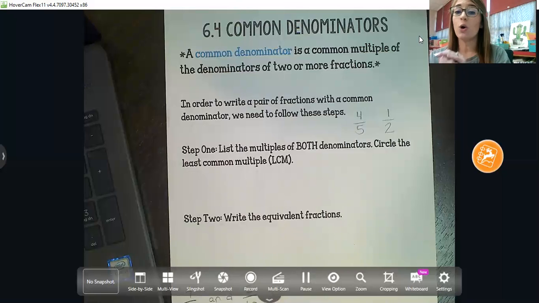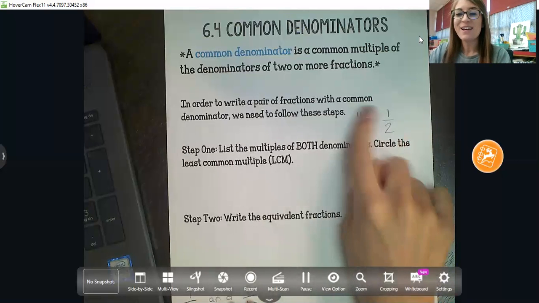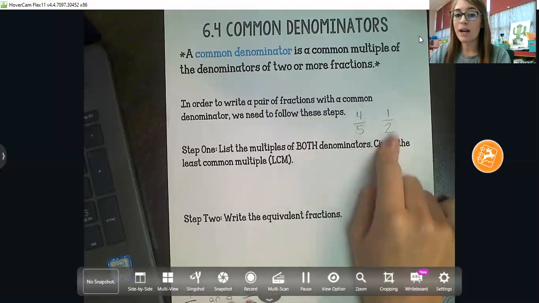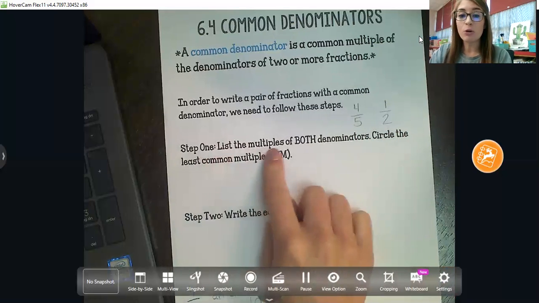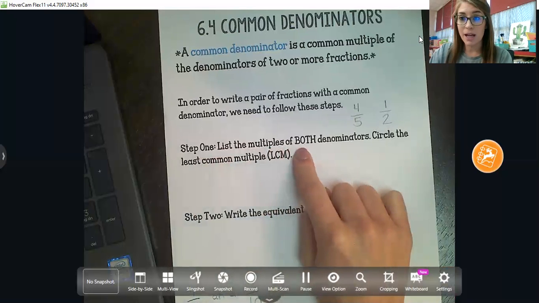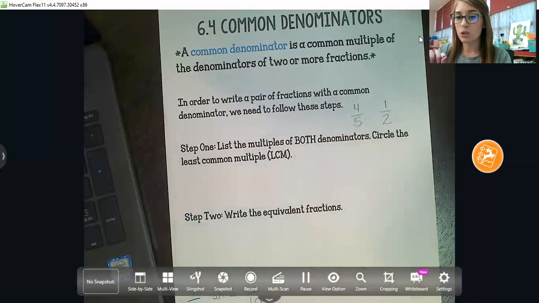Okay, so in order to write fraction pairs with a common denominator, we've got to follow these steps. The first step is we have to have our fraction pair, right? So we've got 4/5 and 1/2 that we're looking at. Then we're going to list the multiples of both denominators, and then we're going to circle the one that they have in common, the smallest one.